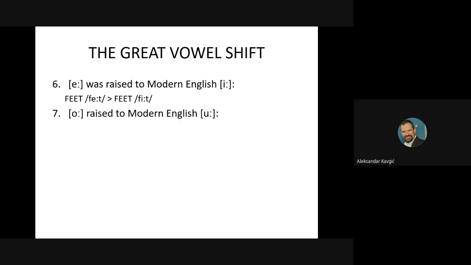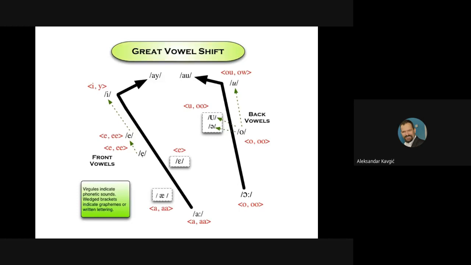Long O, close O, was raised to modern English U, so that's why the present day boot is spelled as boot, but it was originally bought. So you see the spelling always conserves the original sounds. And if you were to give the present day English text to a time traveler from the Middle English period, let's say from the late 14th century, early 15th century, you would hear it pronounced in a considerably different way. But the spelling is actually completely the same as in the early 15th century, plus the Great Vowel Shift. So graphically speaking, this is what happened.